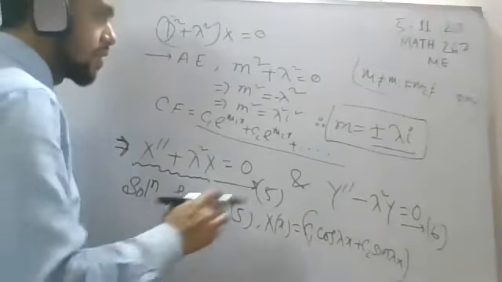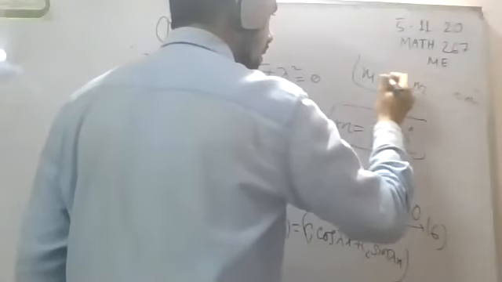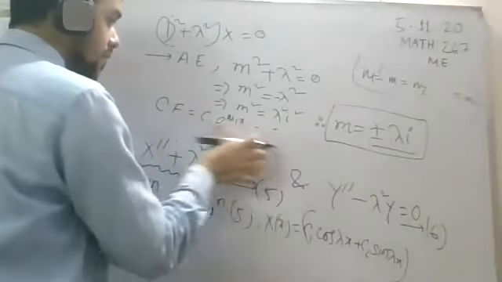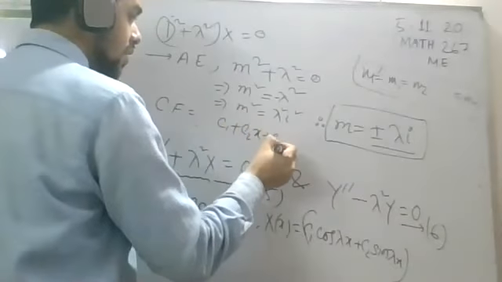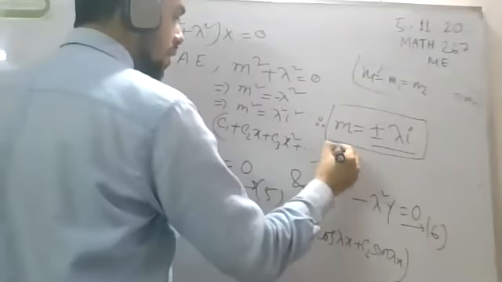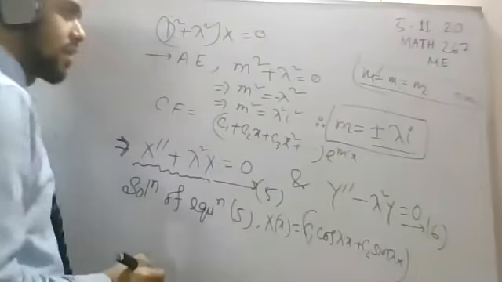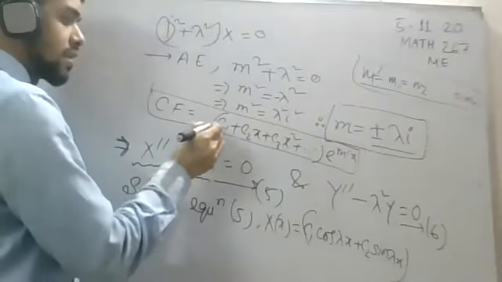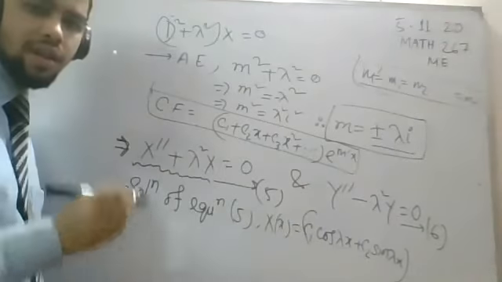Okay, this is for distinct roots. But if these roots are equal, then you can say this will be m prime. Then you can write that equation will be C1 plus C2x plus C3x square plus ... here e to the power m prime x. Okay, that means here all the roots are equal. So you can write the complementary function like that: C1 plus C2x plus C3x square plus ..., e to the power m prime x. Okay.